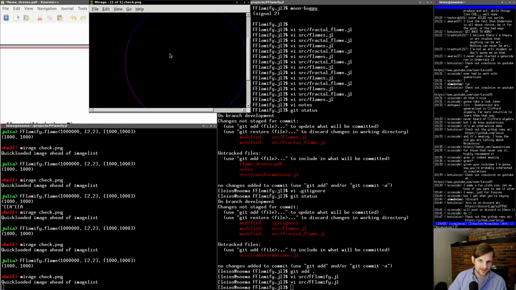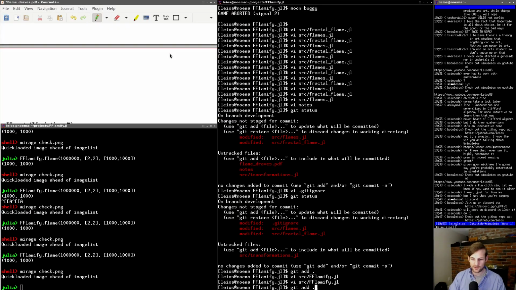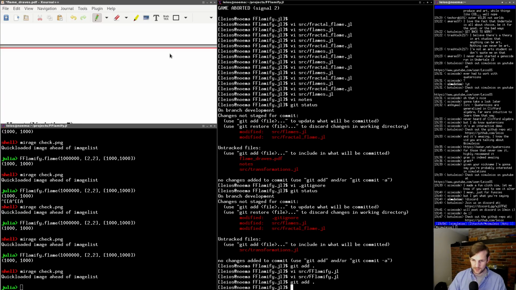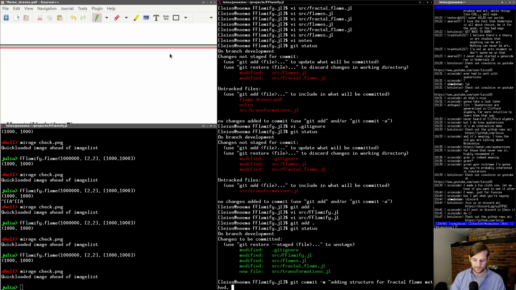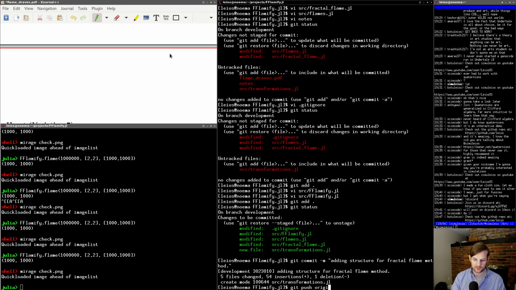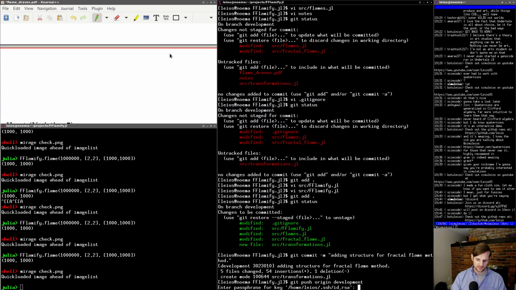I mean, that's an interesting effect, but it's not exactly what I wanted. That's okay. We'll try to figure it out. So now we're going to do, let's do git add dot, git status. Okay, git commit -m. Adding structure for fractal flame method. Yeah, sure, that'll do. Git push, origin development. Okay, that's a good place to stop for now.